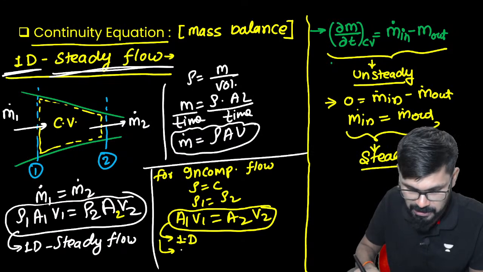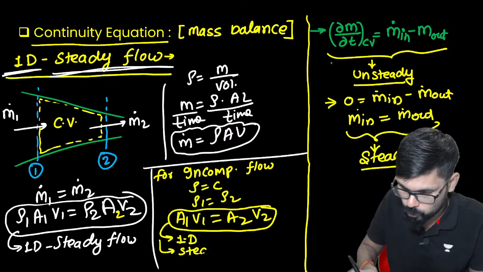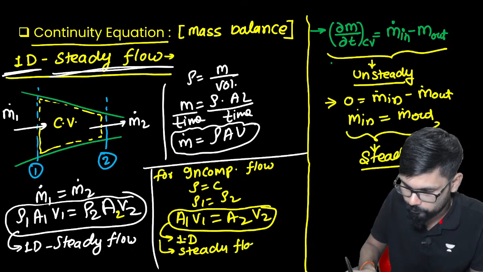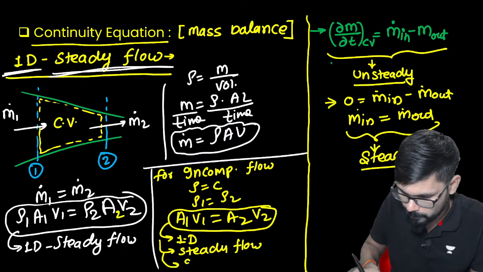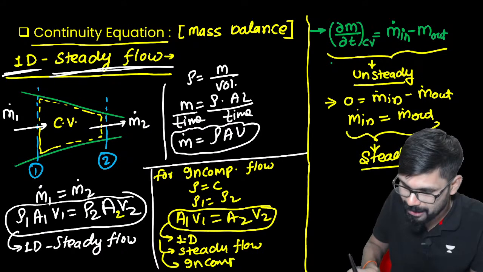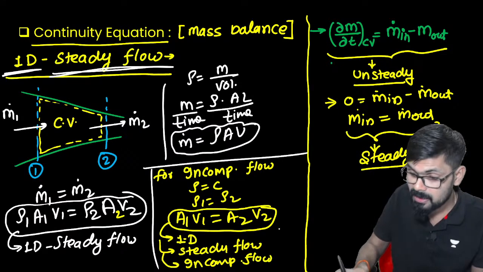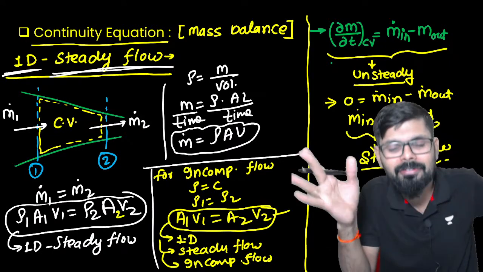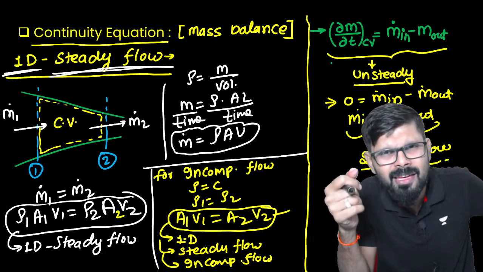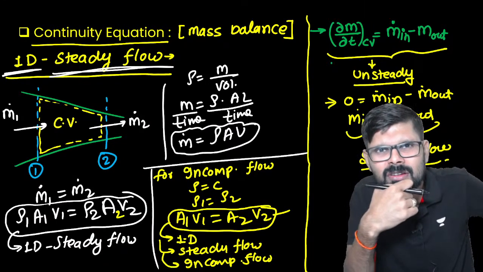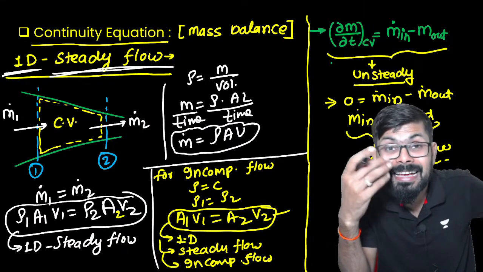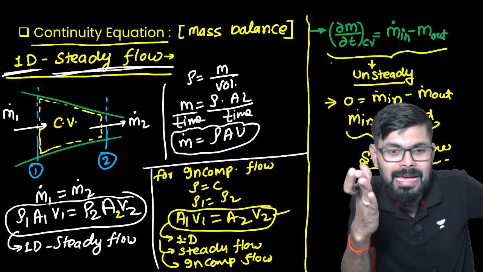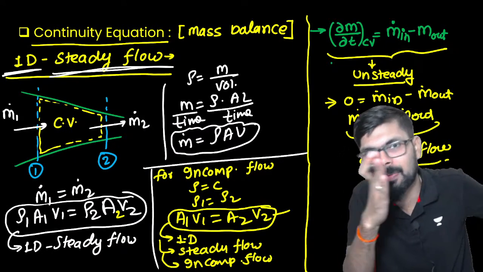Second constraint is steady flow. Flow should be steady flow, and fluid should be incompressible. Then only you can use this. Students often write A1 is equal to A2 blindly. You must know what the constraints are. The constraints are one dimensional steady flow, incompressible flow.